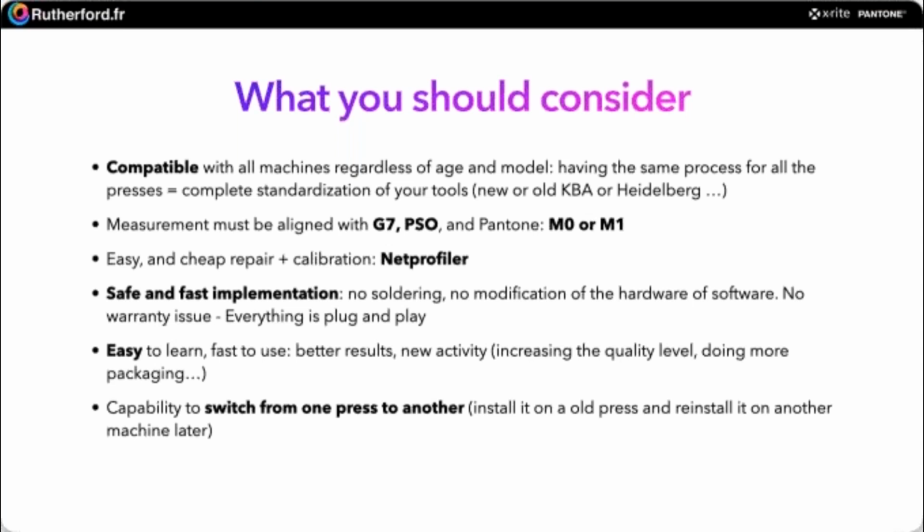Let's speak also about what we call implementation. You must be sure that the system you're going to implement is not going to change the hardware or software of your press. It must be plug and play. You don't want someone to do soldering inside your console because it's your tool of production. If something is broken in your console, you cannot work. So please check this. It must be plug and play to avoid installation issues.